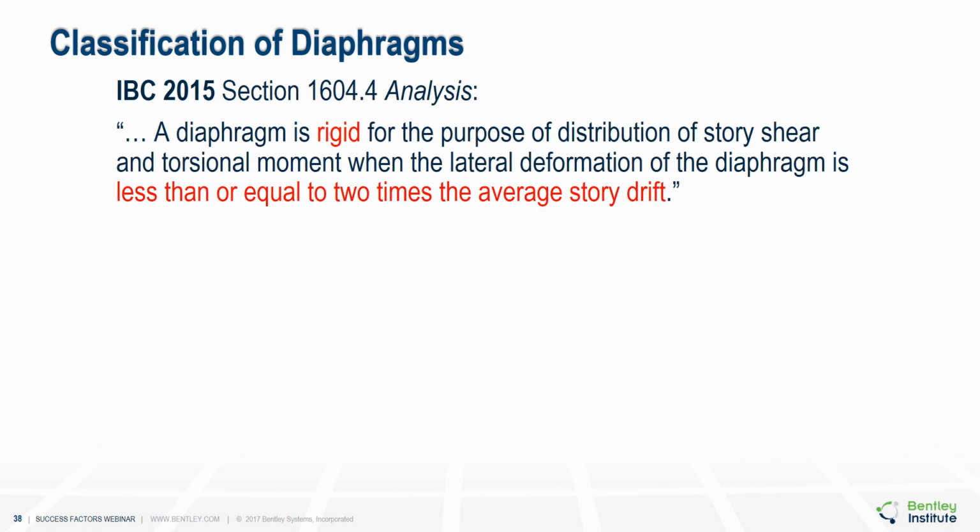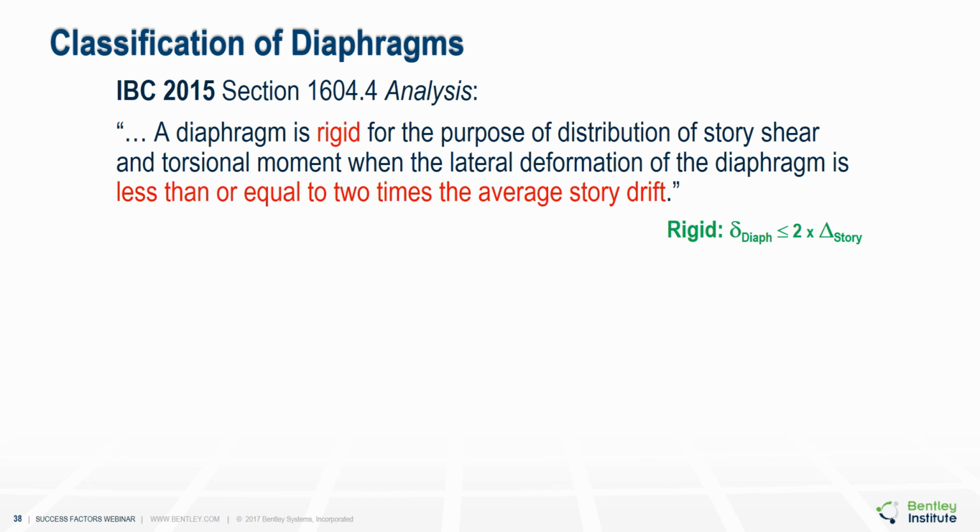Now let's take a look at IBC 2015 and compare it with what ASCE 7 had to say. In section 1604.4 of IBC 2015, it defines a rigid diaphragm in this way. A diaphragm is rigid for the purpose of distribution of story shear and torsional moment when the lateral deformation of the diaphragm is less than or equal to 2 times the average story drift.